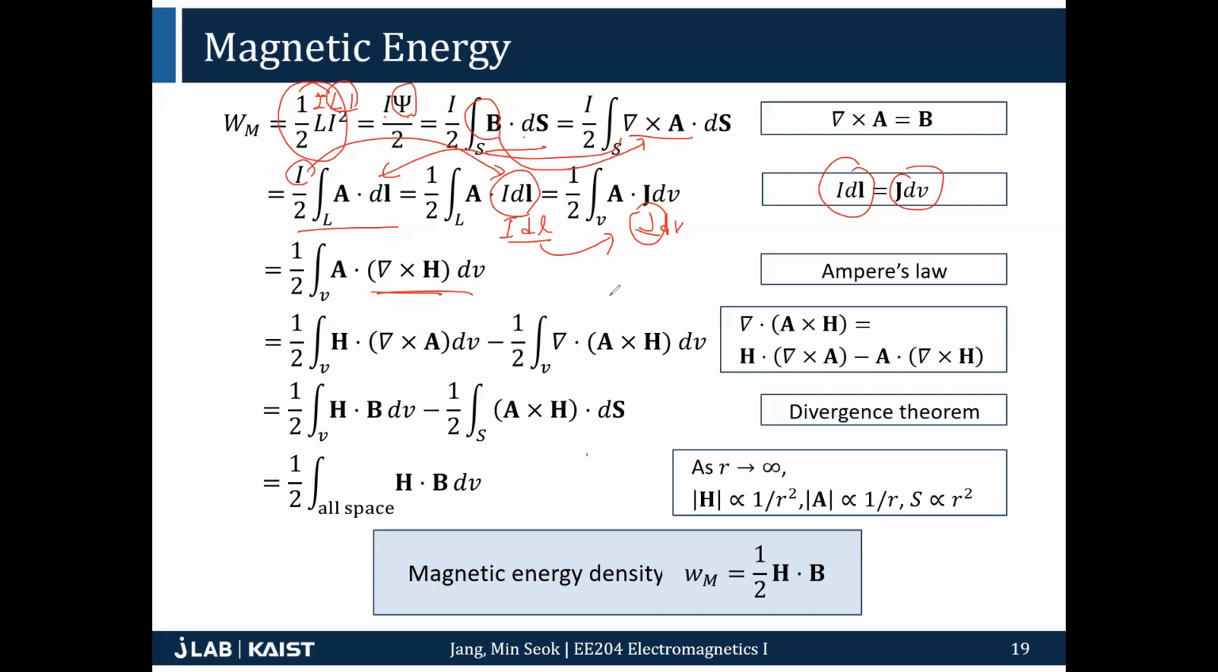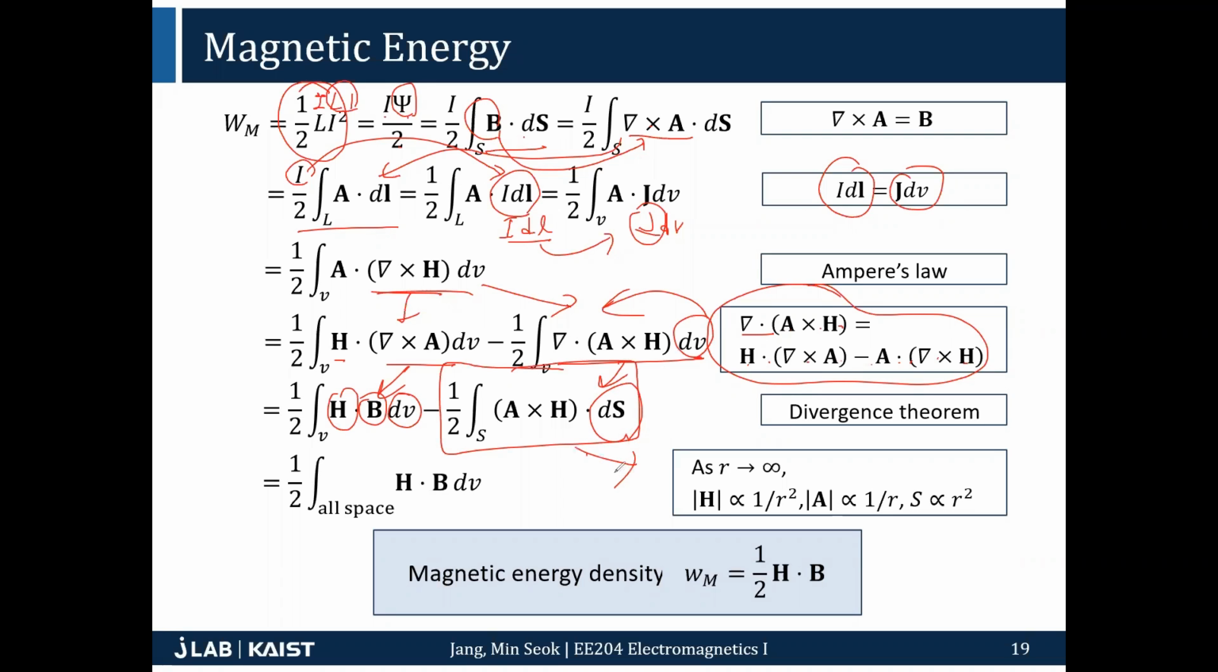And then we use a vector relation: divergence of A cross H is H dot curl of A minus A dot curl of H. So we use this relation to divide this term into two. In the first term, we reduce curl of A back to B, so it's like the integral of H dot B dV. And for the second one, we use the divergence theorem, so we change the volume integral to a surface integral, like this.